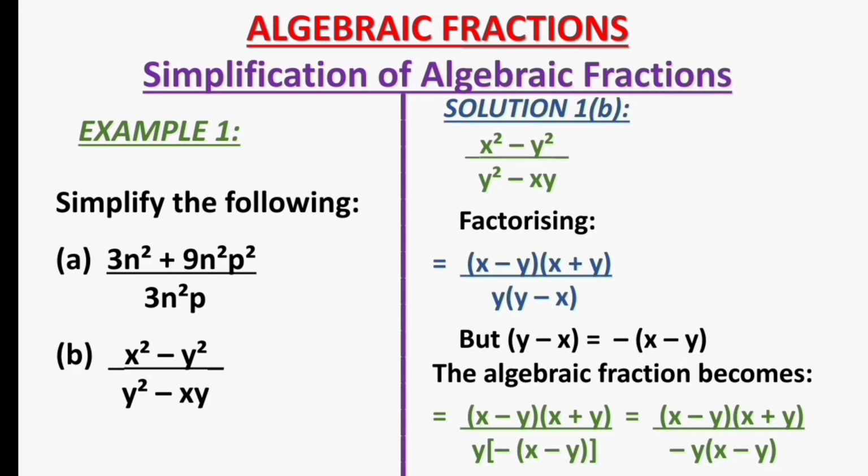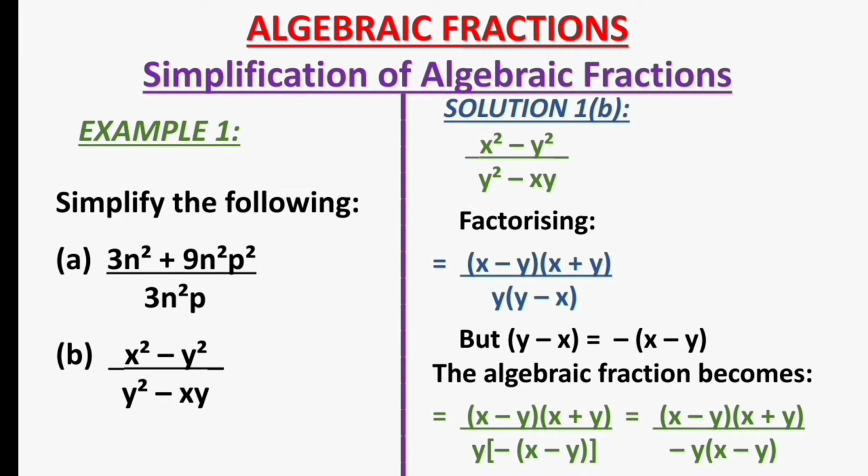When you substitute the negative version of x minus y into the denominator, the algebraic fraction becomes x minus y into x plus y as the numerator divided by y into the negative version of x minus y in the denominator. Clearing your signs, you are going to have x minus y into x plus y in the numerator and minus y into x minus y in the denominator.